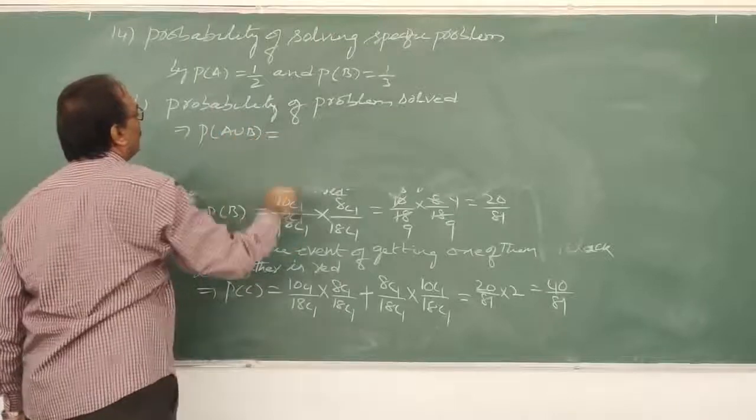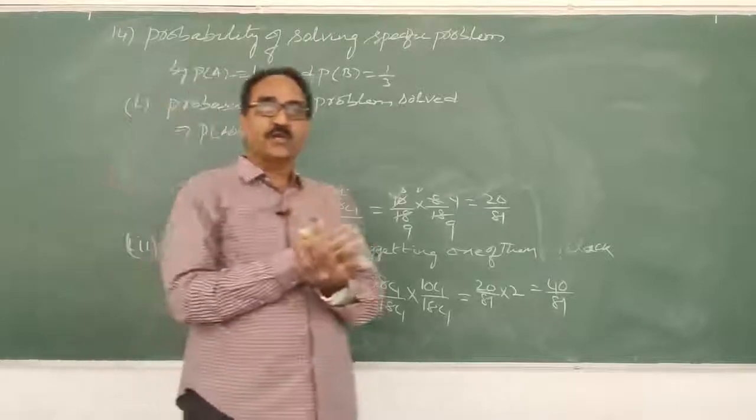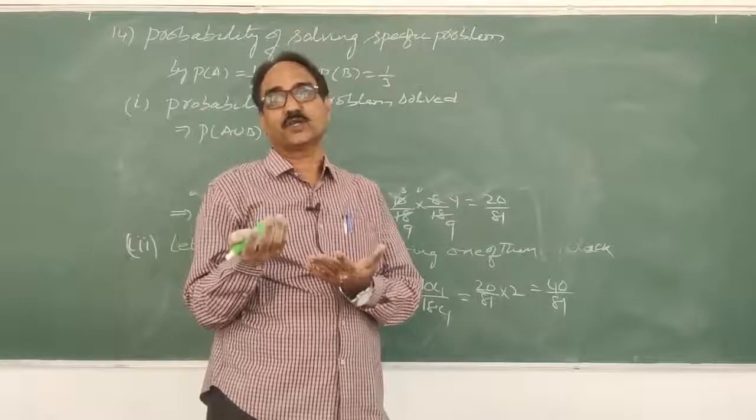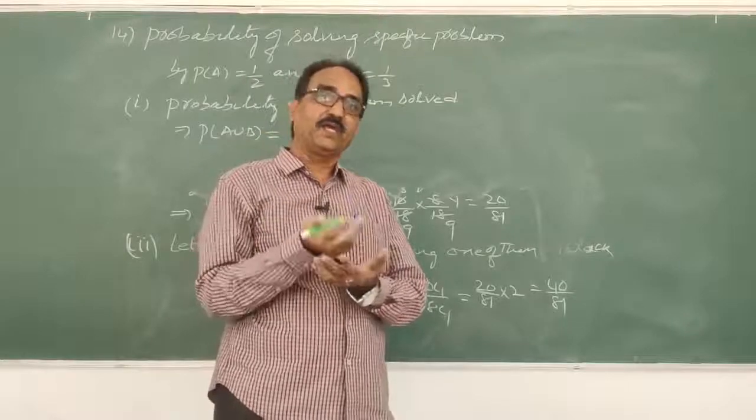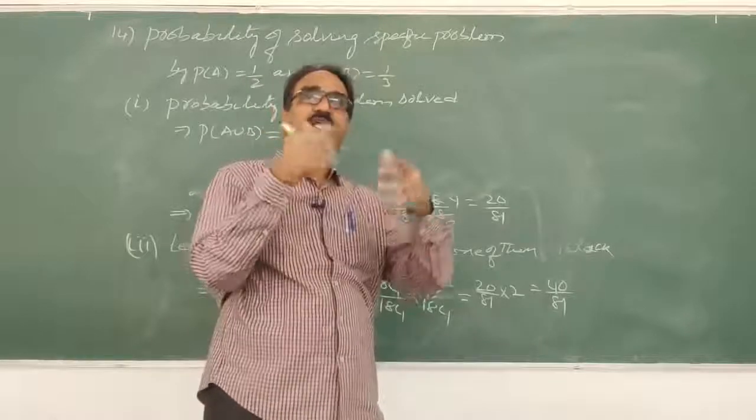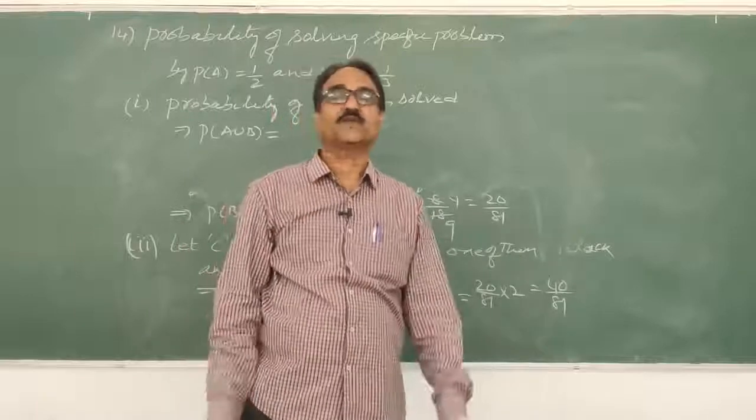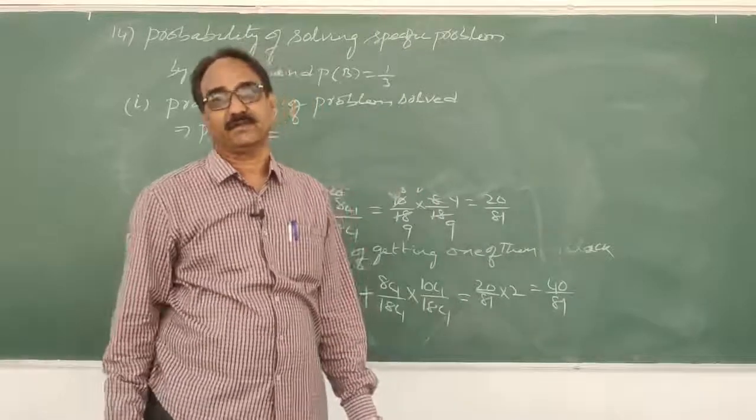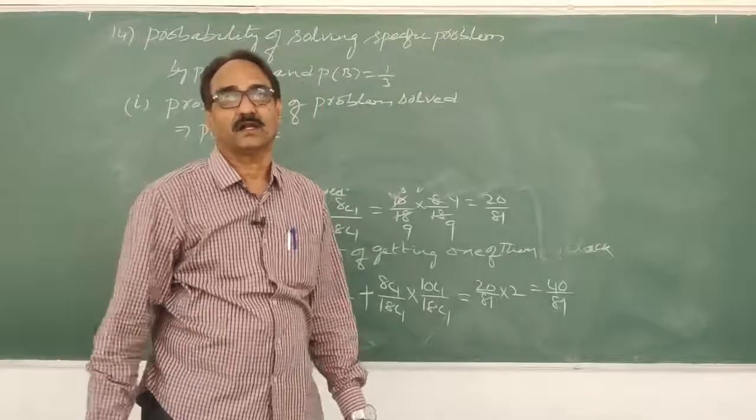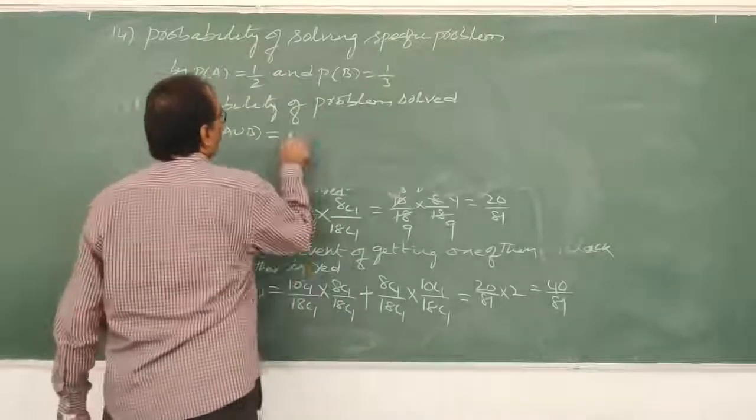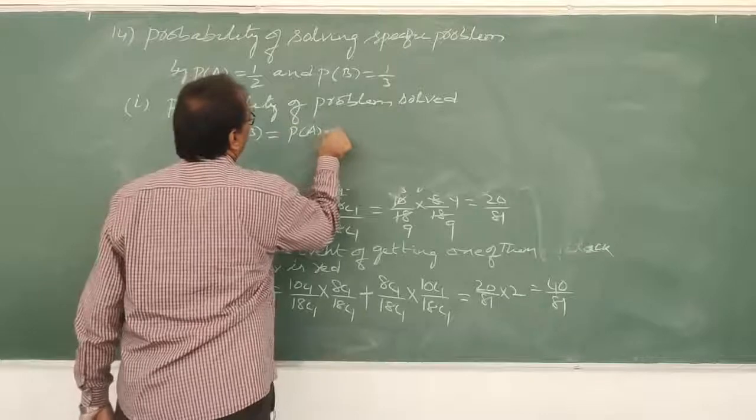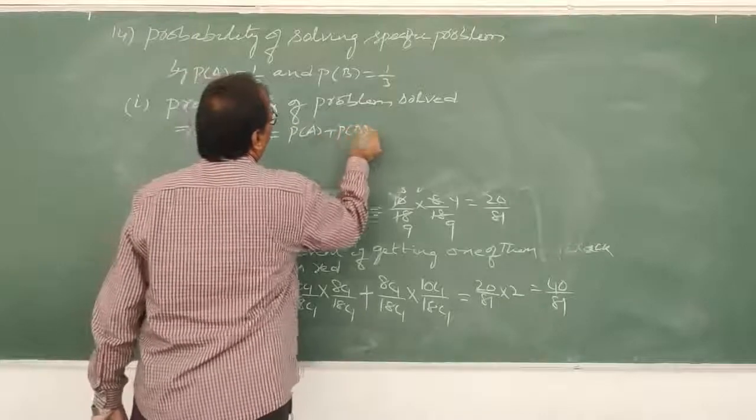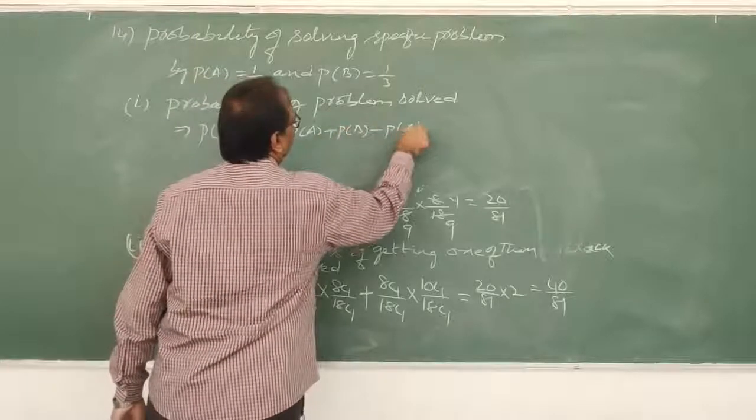How, sir? How do you say? If A does and B doesn't do, also no problem. If B does, A doesn't, also no problem. If both can do, means no problem. So that's why P of A plus P of B minus P of A intersection B. Union means "or", any one of them. So P of A plus P of B minus P of A intersection B.